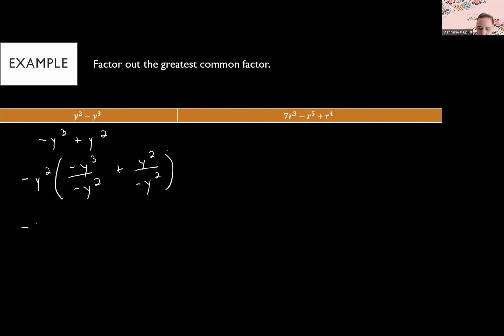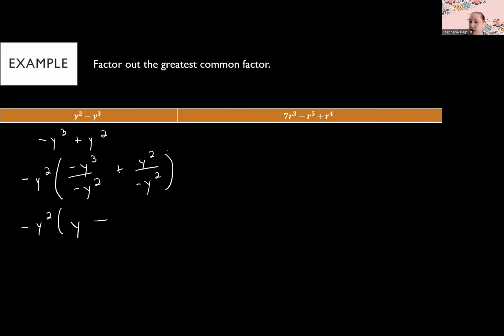So I have a negative y squared in front. And then in the parentheses, negative divided by negative is a positive. So we like to have inside parentheses the first thing be positive. And then I subtract my exponents. 3 minus 2 is 1. So I'm left with a single y plus. And then I've got a positive divided by a negative. That's going to give me a negative. So you can turn that plus into a minus.